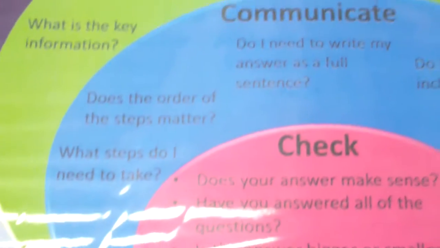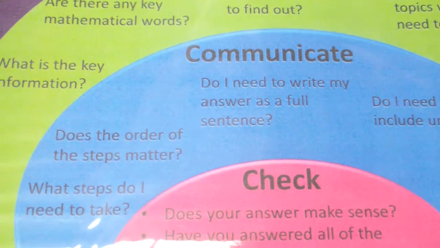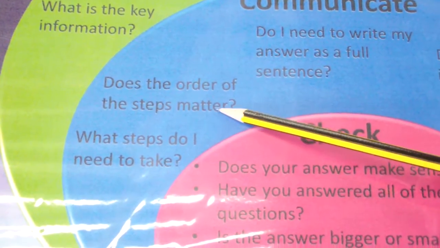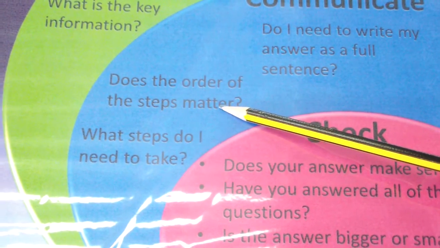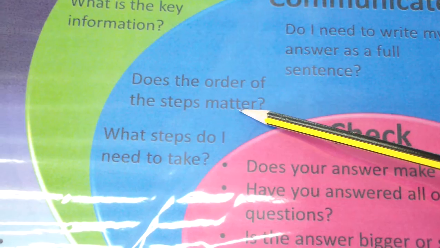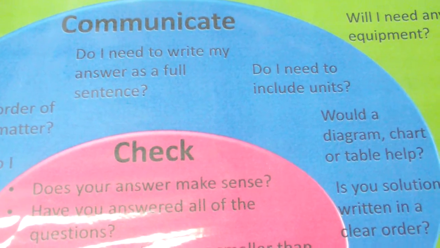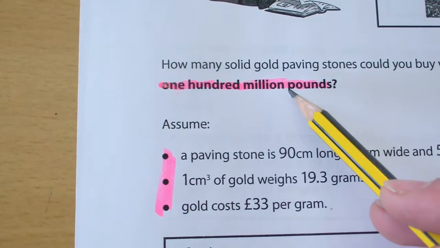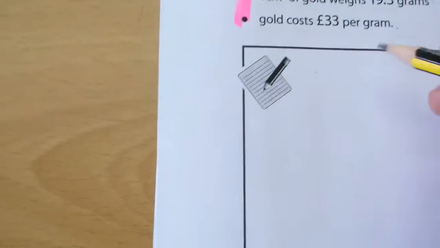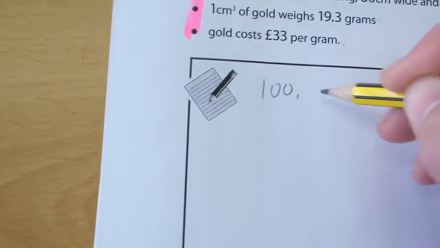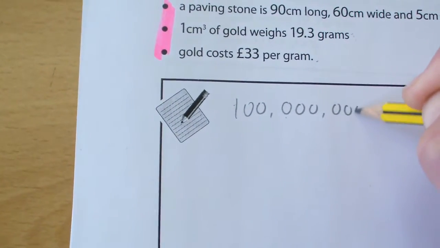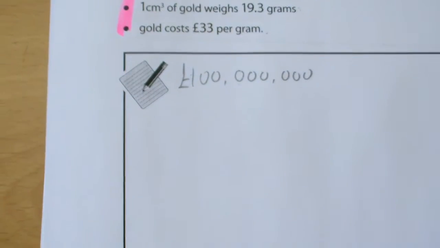Okay, so looking back on how we're going to communicate this information, we need to make some clear steps. We need to start with the volume, then work with the weight, then go to the cost of each one. Those are the steps we're going to try and do, and units are important along the way for volume, for weight, and for cost. Okay, so the first thing that we need to figure out, and some people might find this difficult, is how much is 100 million in pounds? So we have 100 with 6 zeros after it. So we've got 100 million pounds to spend.